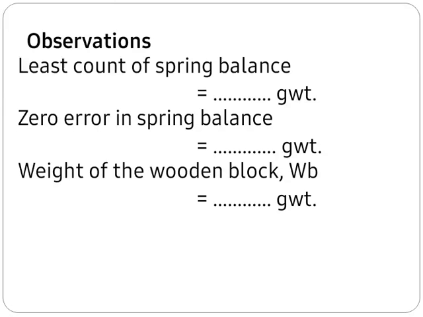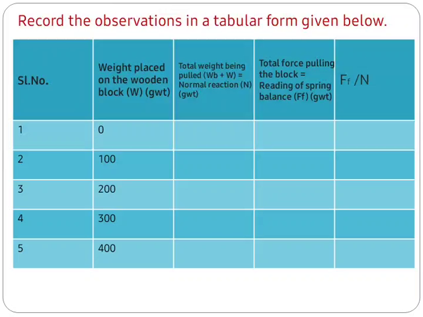Let us see the observations. The least count of the spring balance, its error and the weight of the wooden block are recorded. They are in units of gram weight. Record all other observations in the tabular column given below.